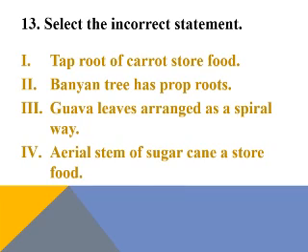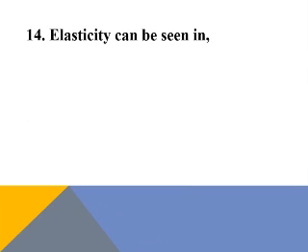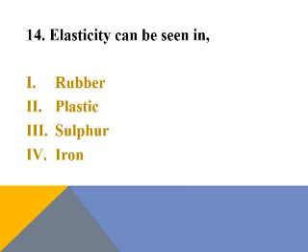Then question number 14. Elasticity can be seen in. What is elasticity? The elasticity means one of important physical property possessed with some matter. The elastic matter able to stretch upon pulling and return into initial state when the force is released. Out of rubber, plastic, sulfur and iron, only rubber possesses the elastic nature. So, answer should be the first one.